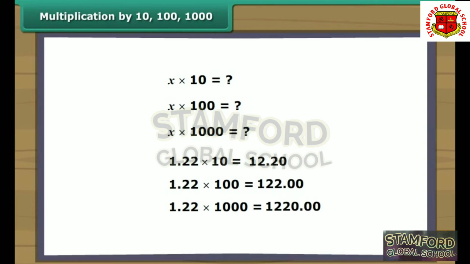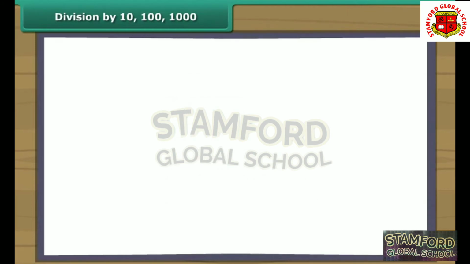We observe that when a decimal number is multiplied by 10, the decimal point shifts to the right by 1 place, however the digits remain same as in decimal number. Similarly, if a decimal number is multiplied by 100 and 1000, the decimal point shifts to the right by 2 and 3 places respectively.